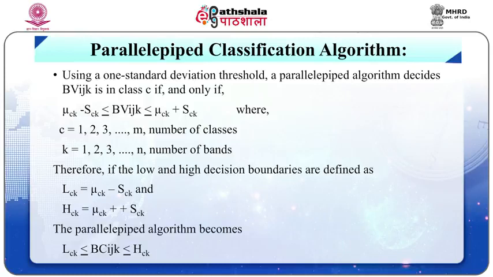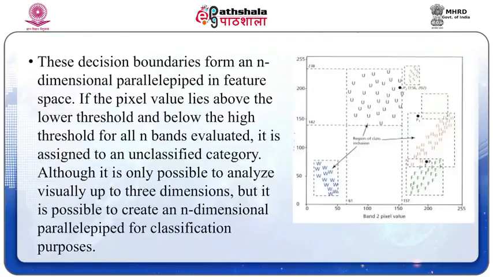Therefore, if the low and high decision boundaries are defined as in the condition stated in the equation, which states Lck is equal to mu ck minus sck and Hck is equal to mu ck plus sck, the parallelepiped algorithm becomes the other equation as shown: Lck is less than or equal to BVijk is less than or equal to Hck. These decision boundaries form an n-dimensional parallelepiped in a feature space.